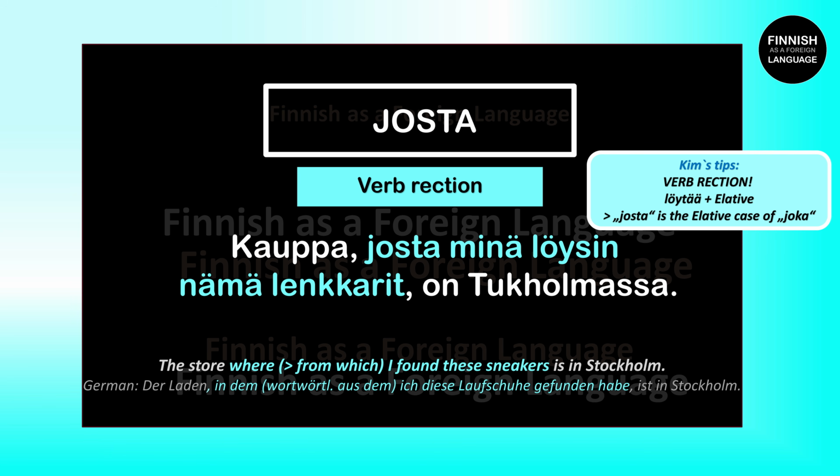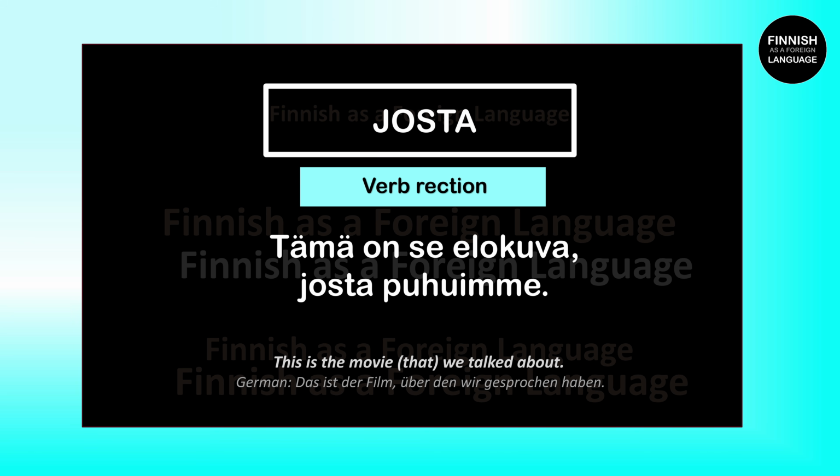Let's take another example. Tämä on se elokuva, josta puhuimme. In English, this is the movie that we talked about. Let's go step by step. Tämä on se elokuva means this is the movie. So this already implies that the movie or the title of the movie is already known to the speaker and to the listener. Josta means about which.